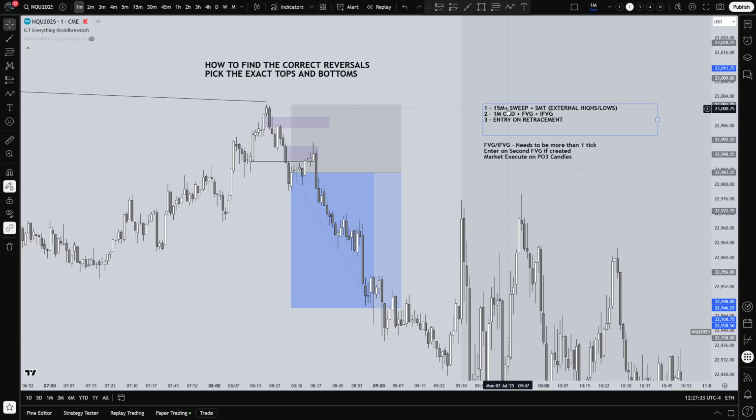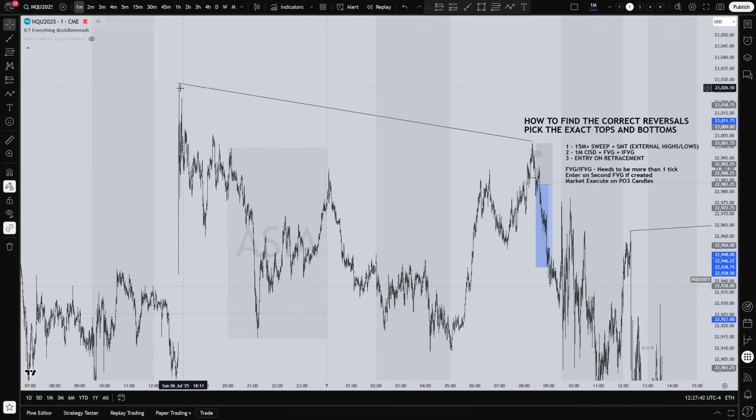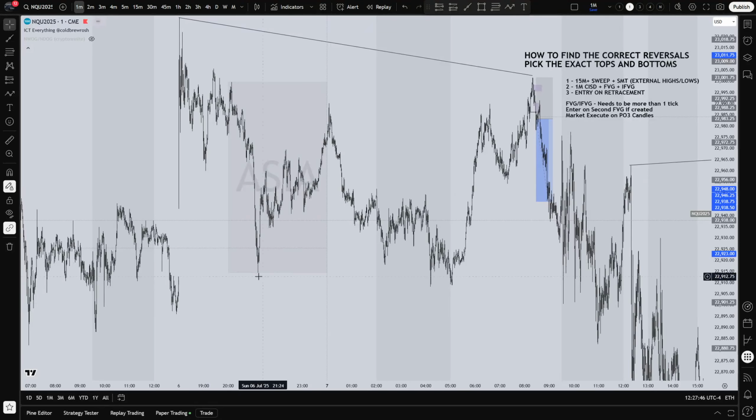We need a 15-minute plus sweep with SMT. This has to be on external highs and lows. By external highs and lows, I mean stuff like this. This is an external, this is external, this is external. You don't want internal SMTs, right?